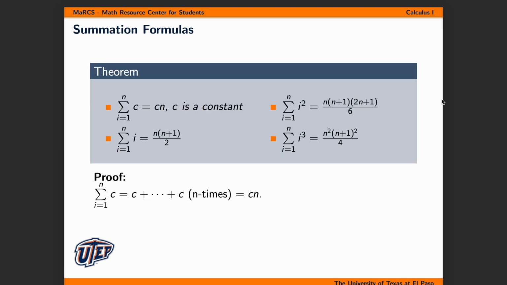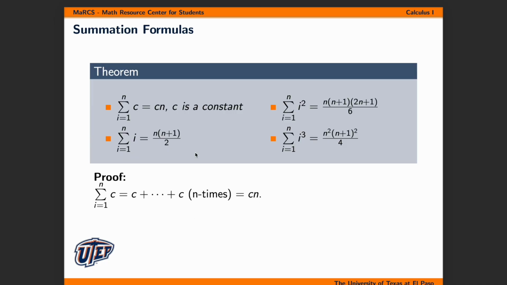Now we will be going over general rules for summations. For the first one, if we have the sum from i equals 1 up until n of a constant c, then that will be equal to c times n. And we have the proof right here. Since we are adding c n many times, that is the definition of multiplication. So we're just doing c times n.